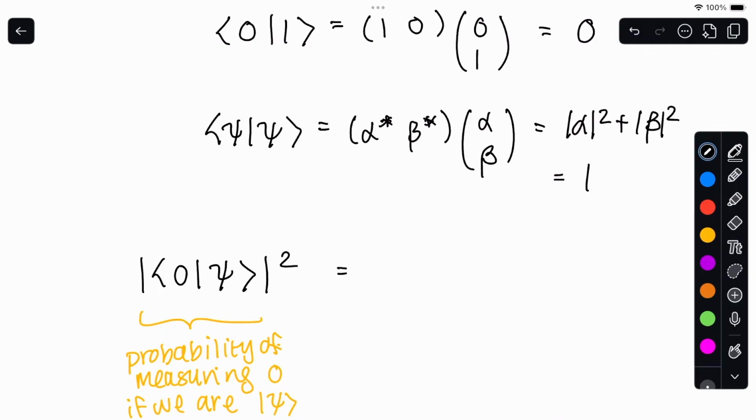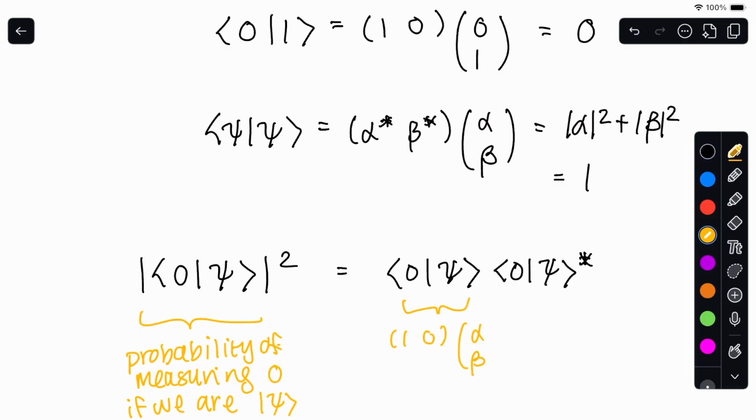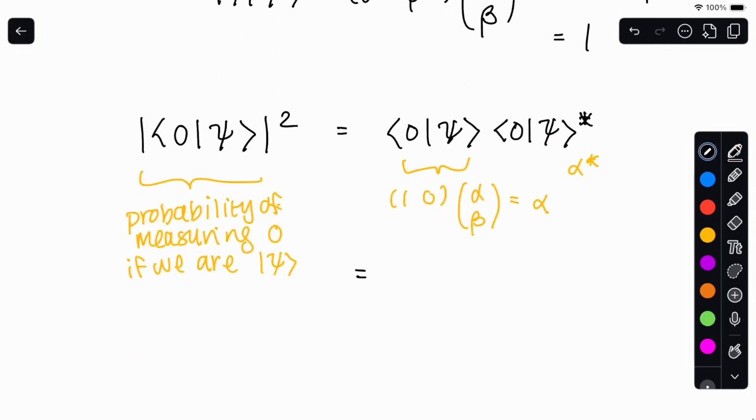And this is just going to be 0 psi times 0 psi star. And this is going to be 1, 0, alpha, beta. So this is going to be alpha, and this will be alpha star. So this is the magnitude of alpha squared. And we said before that the coefficient alpha squared would tell us the probability of measuring 0. So this is all adding up.